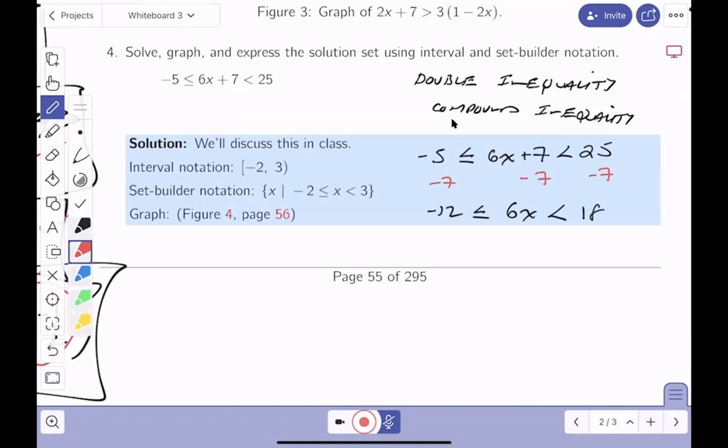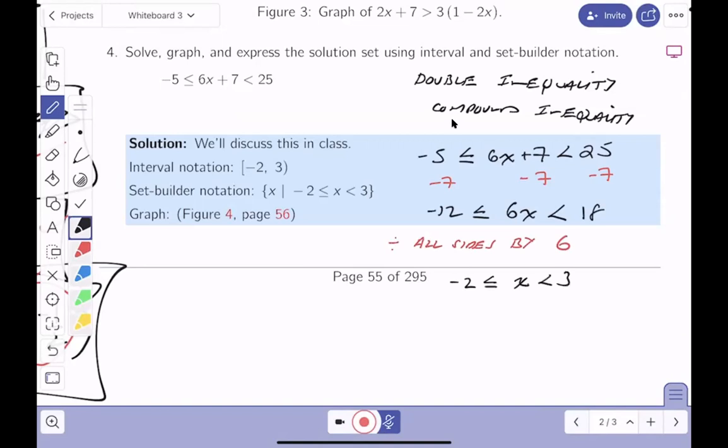Now what are you going to do? Divide, not both sides, but all sides, by the variable's numerical coefficient, which is 6. And 6 is a positive number, so there's no effect on the inequality. So what do you get? Minus 2, x, and 3. I'm dividing each side by 6, by the way.